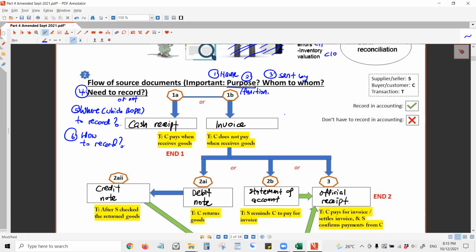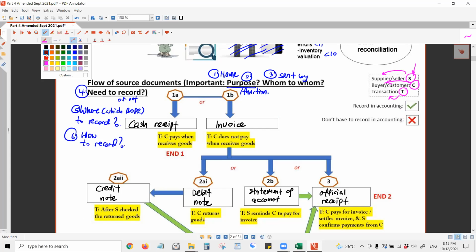Now, before I walk through the documents with you, the flow chart, look at the top right corner. We have a few short forms here, which I'm using in the flow chart. S, the alphabet S stands for supplier. Alphabet C stands for customer. You should know what they are already. Okay, you see these 2 words very, very often throughout the whole subject, since the first chapter until now. S stands for supplier, C stands for customer, T stands for transaction.